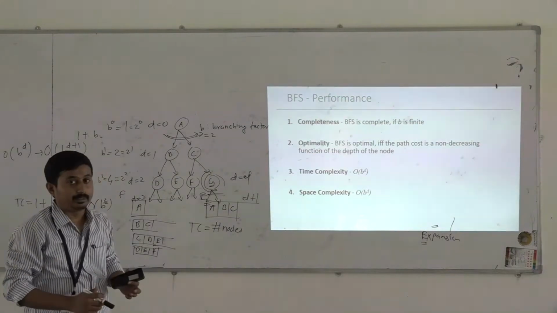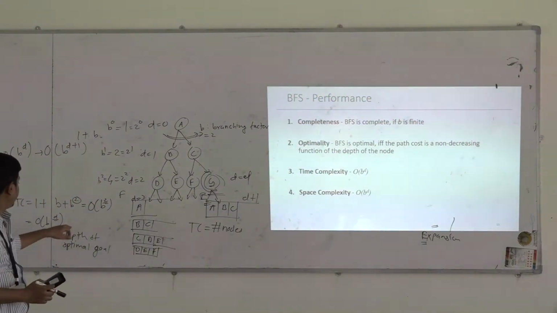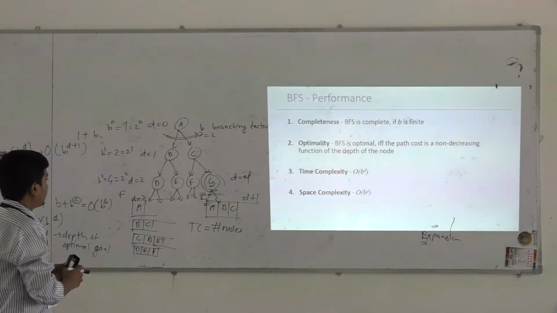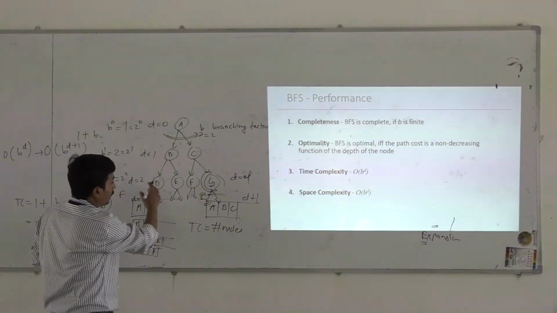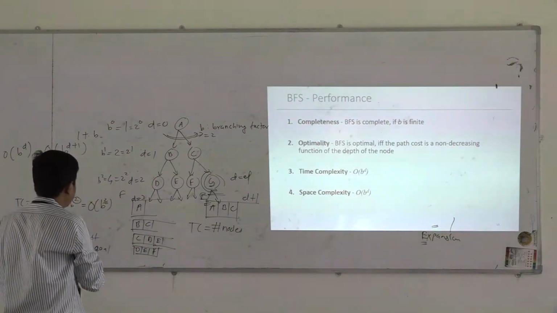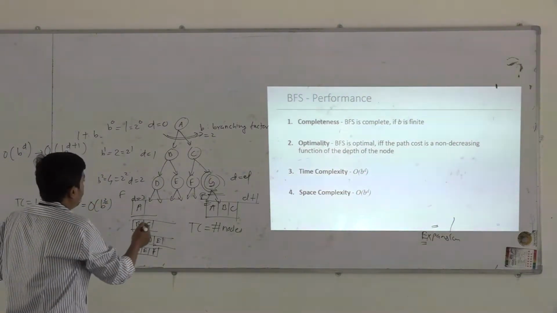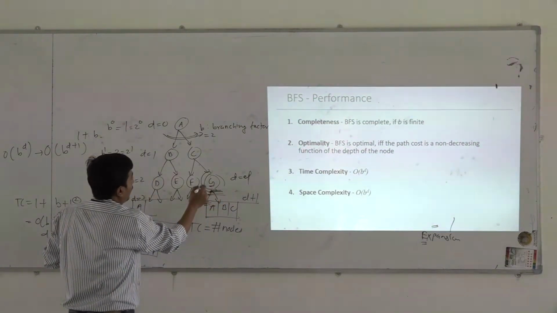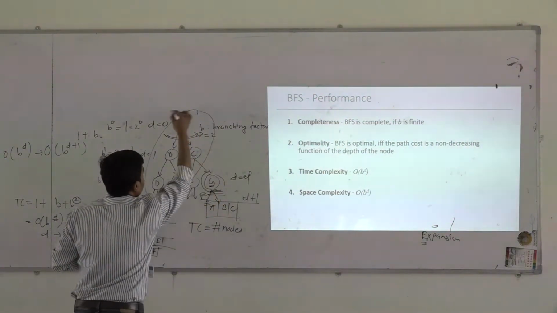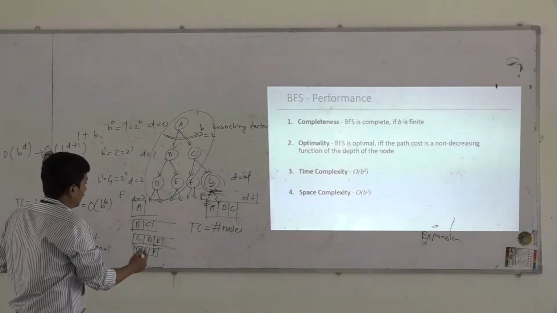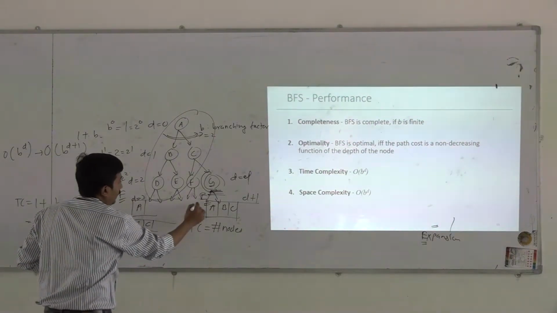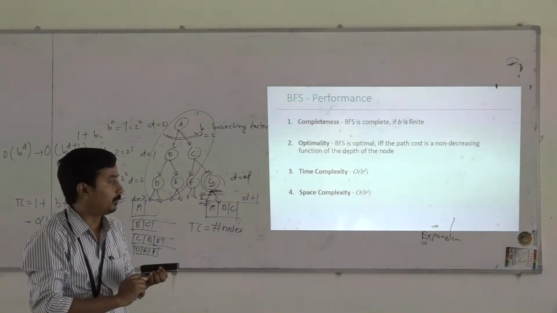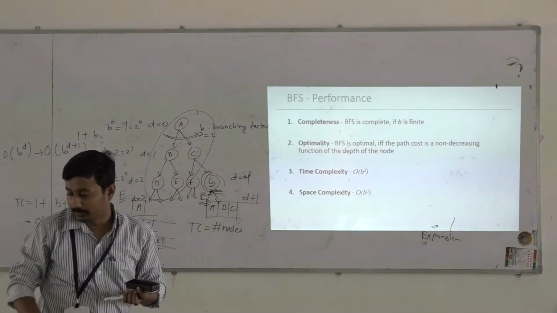Next one is time complexity. We have seen its complexity is order of b raised to power d, and space complexity. So at max, in order to reach this level, actually we have maintained all the nodes, either in frontier or in explored state. So that's why its space complexity is also b to the d.